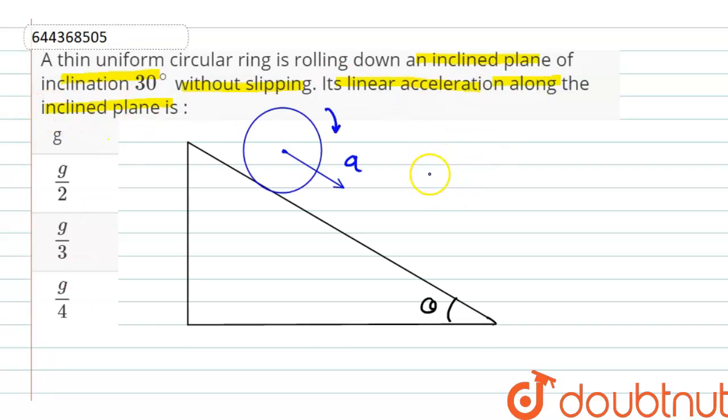We know that acceleration of a body rolling down the inclined plane is calculated by the formula a equals g sin theta divided by 1 plus k square upon r square, where theta is angle of inclination, k is radius of gyration.